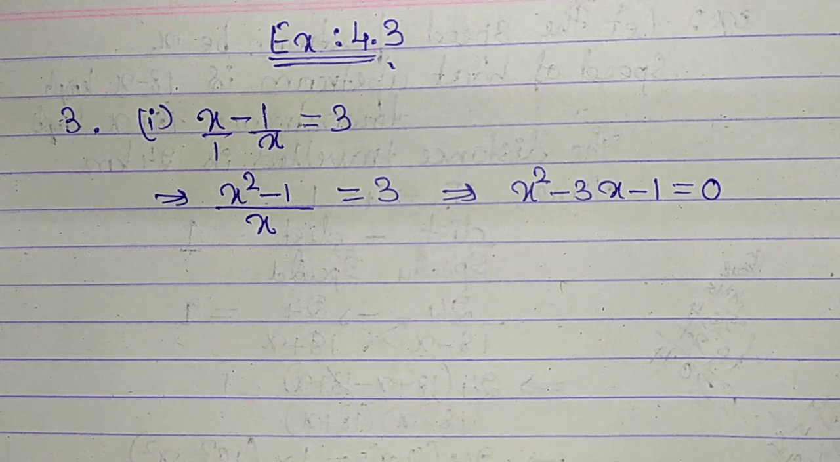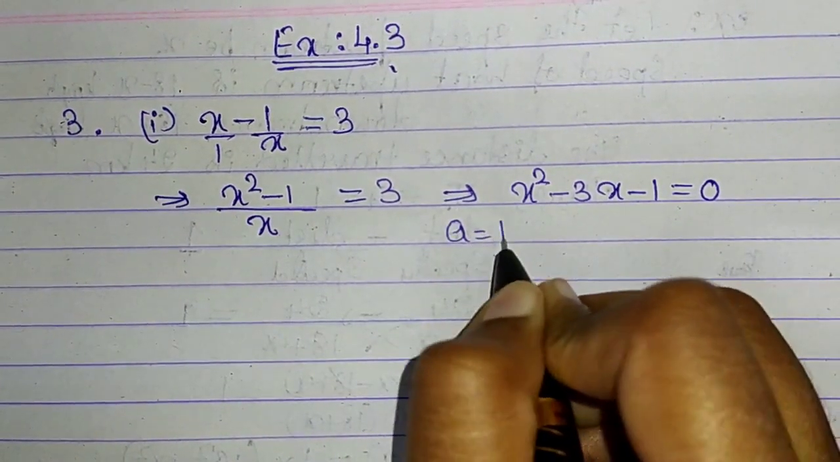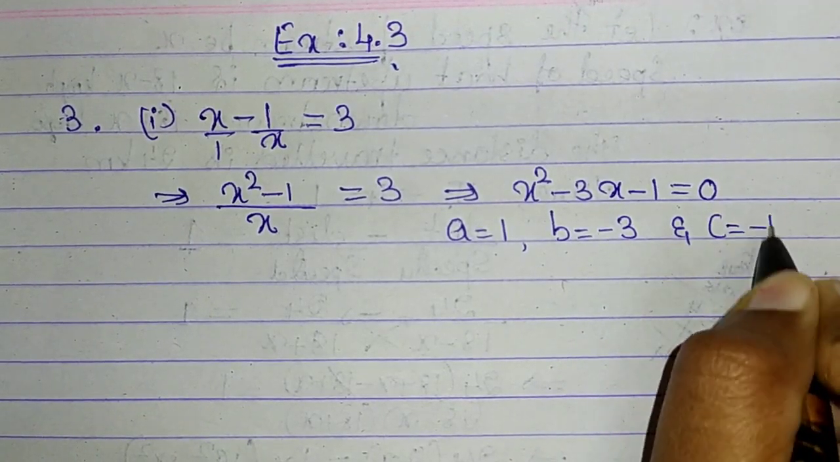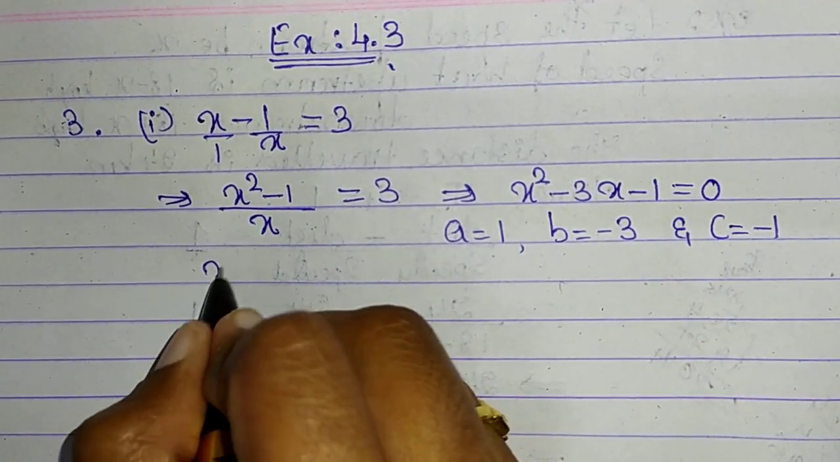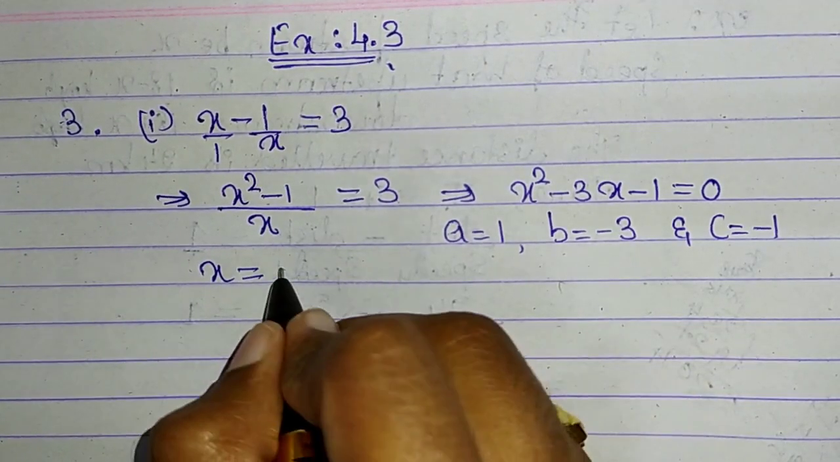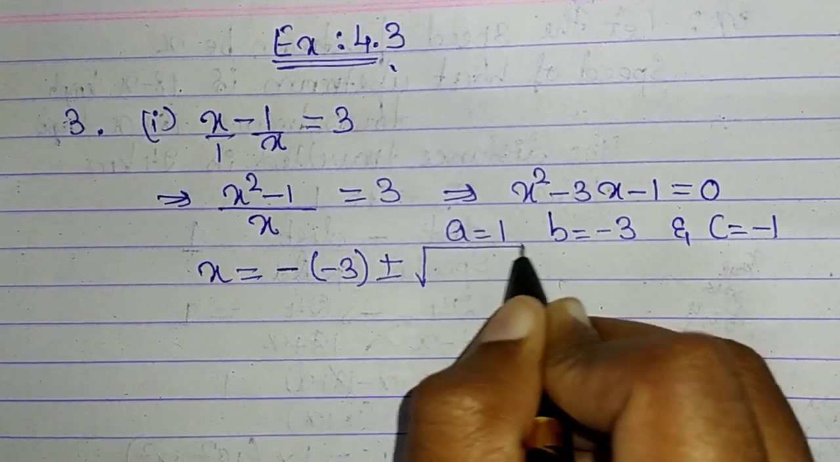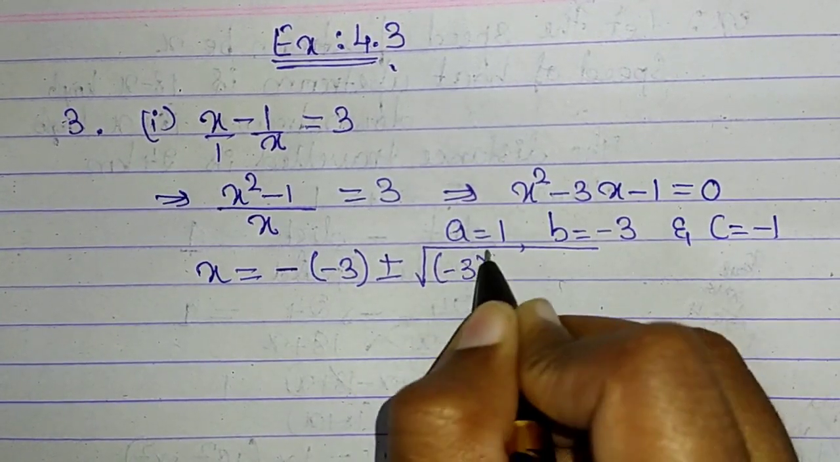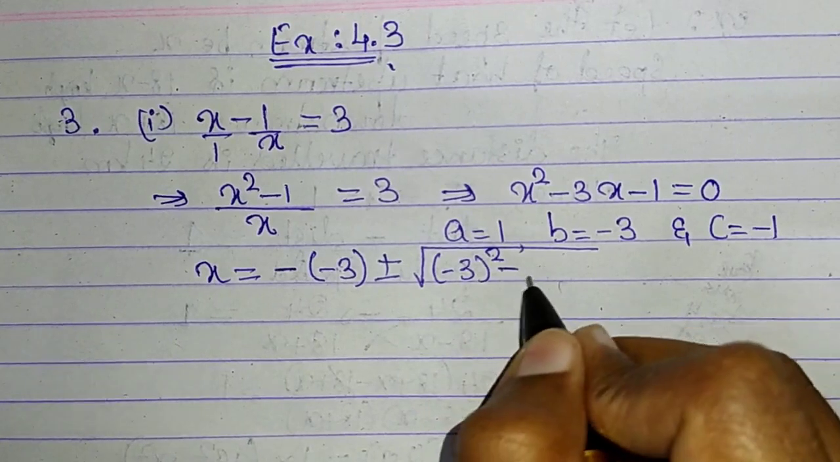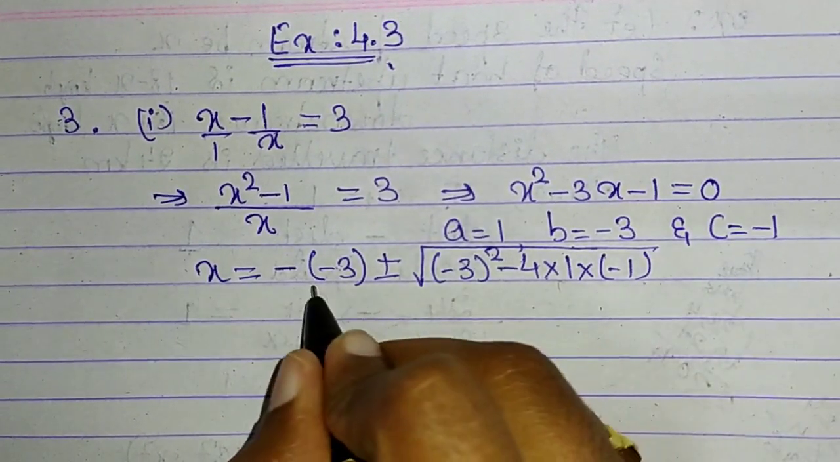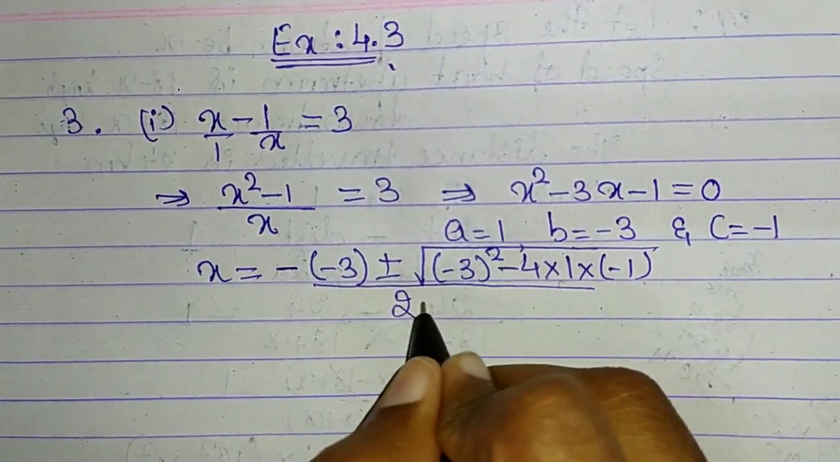How it came, you can try to simplify it on your own. Pause the video and simplify it. So now we have a is equal to 1, b is equal to minus 3 and c is equal to minus 1. So putting the values in the quadratic formula, x is equal to minus of minus 3 plus or minus under root b square, that is minus 3 whole square minus 4 into 1 into minus 1 whole divided by 2 into 1.